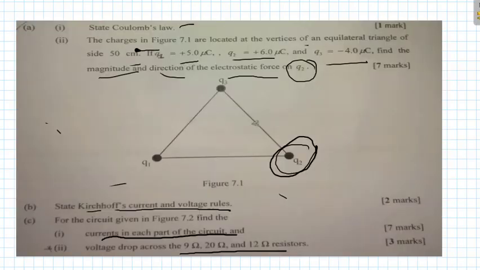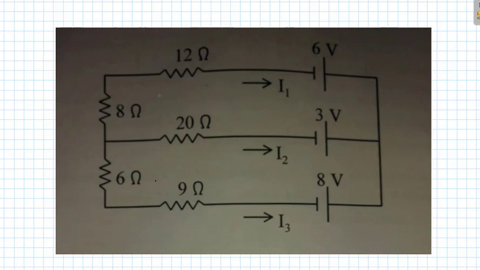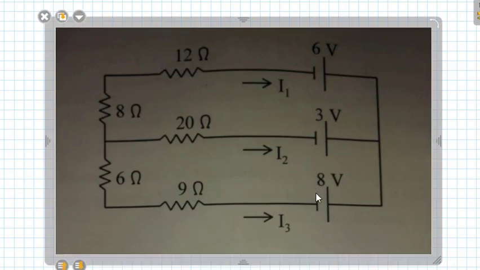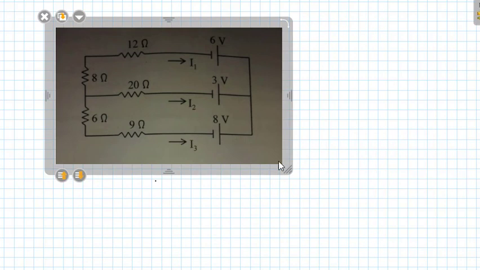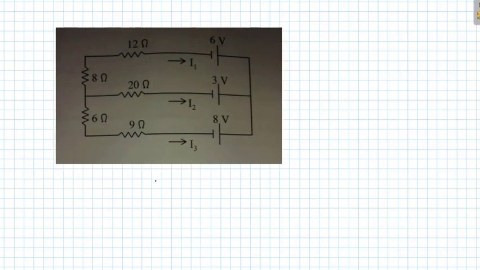So we have our diagram, and when we have our diagram, we know that there is I1, I2, and I3. So what we do is reduce this diagram there so that we can write.